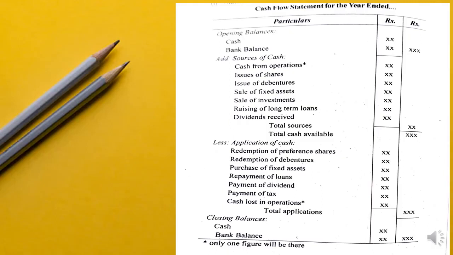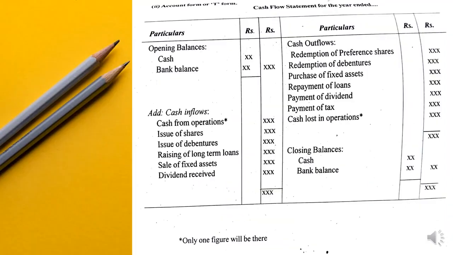In the next slide we will be seeing the account form or horizontal method. So this is the account form or T form in which the cash flow statement will appear in horizontal method. Here you can see two columns and two amount columns will be there. In the first column you will be getting the opening balance, cash and bank balance.